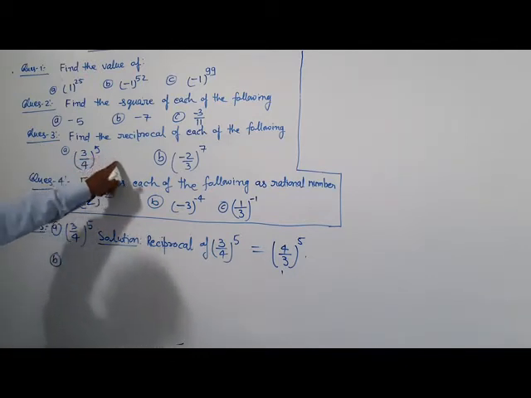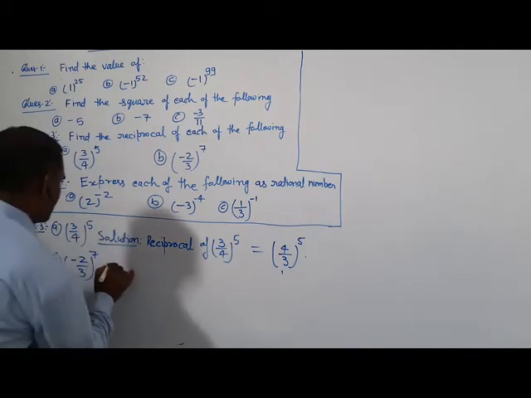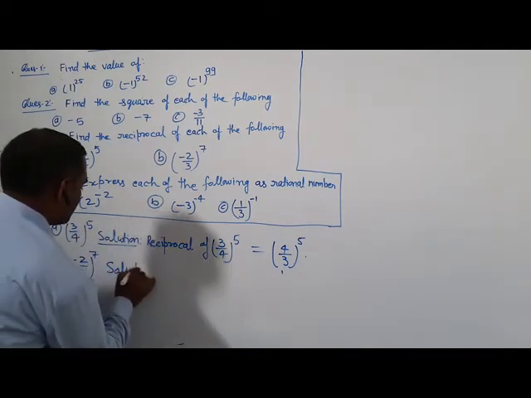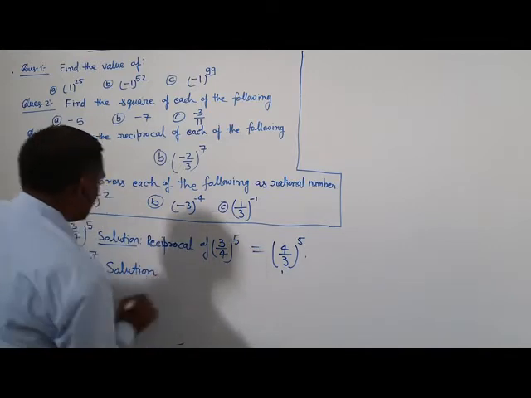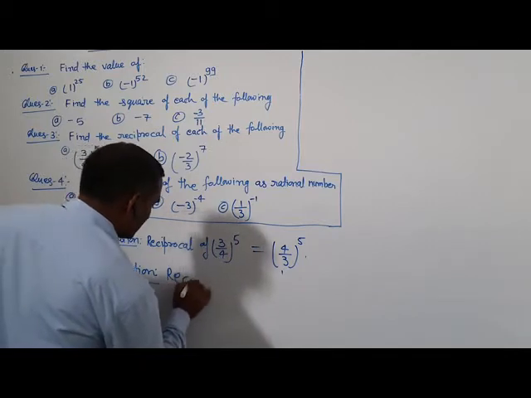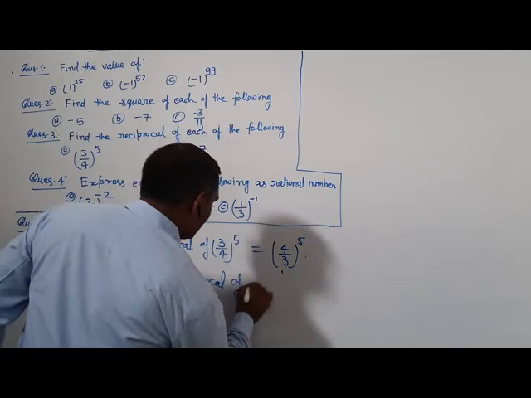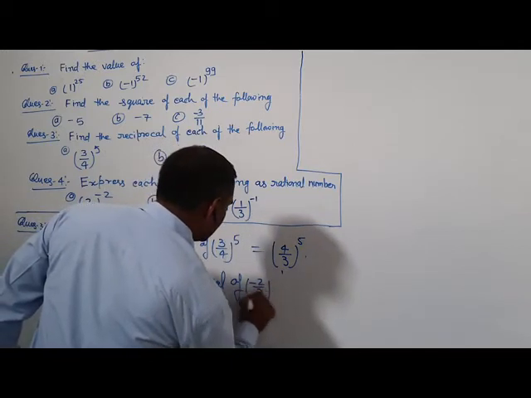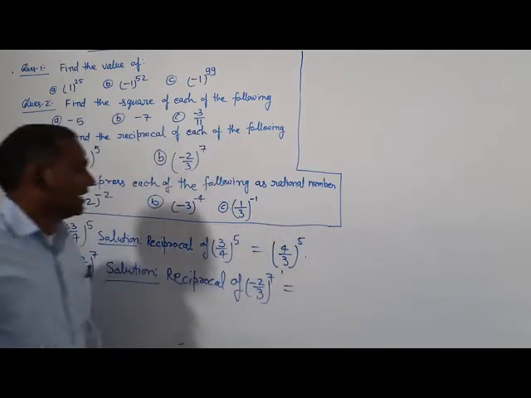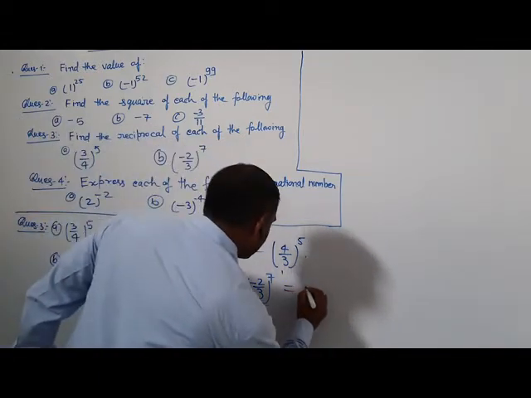B is minus 2 by 3 raised to power 7. Solution. Reciprocal of minus 2 by 3 raised to power 7 is equal to, here we have to change denominator into numerator, numerator into denominator.